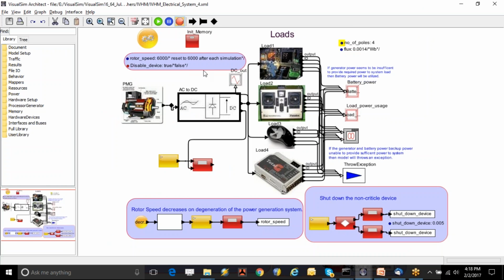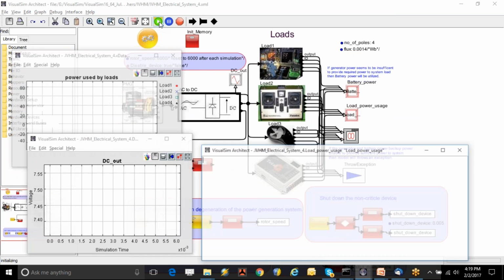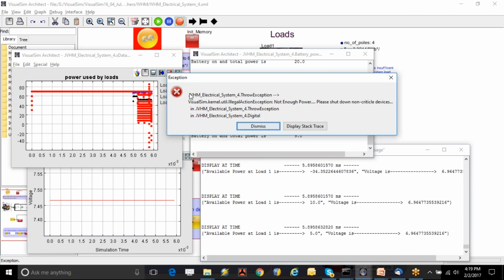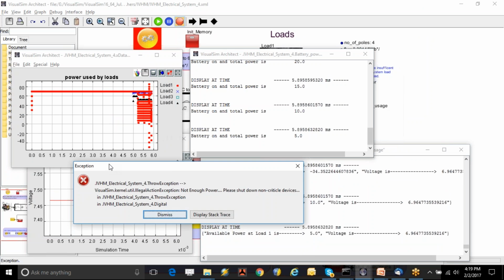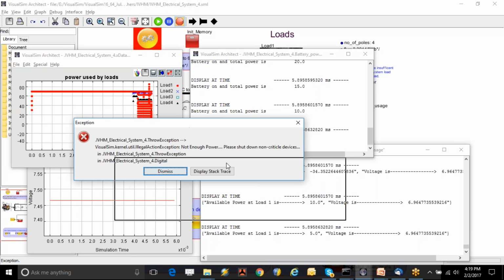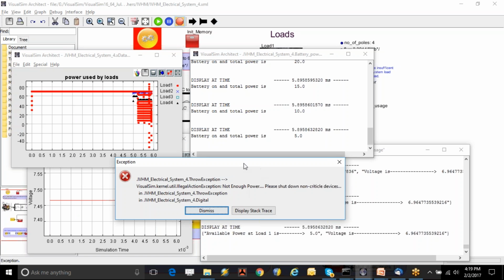going into a failure state. So in this case, if I go ahead and run the model, what we are capturing here is how much power is being utilized by different loads, and also the error message. I'm capturing this to understand that after a certain time period, because all the devices are consuming power, there is not sufficient power available in the system itself.